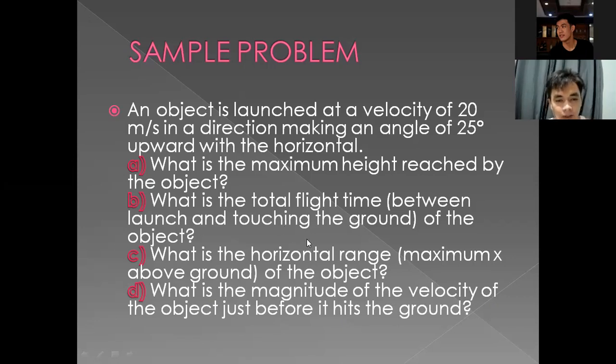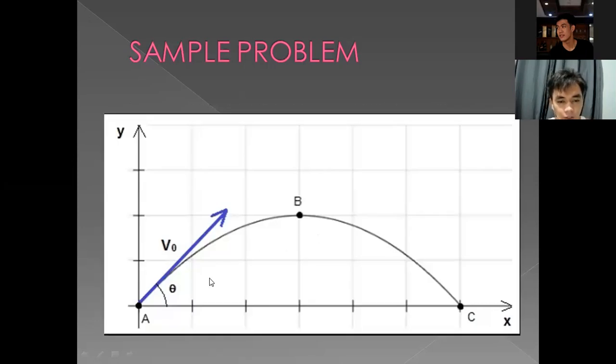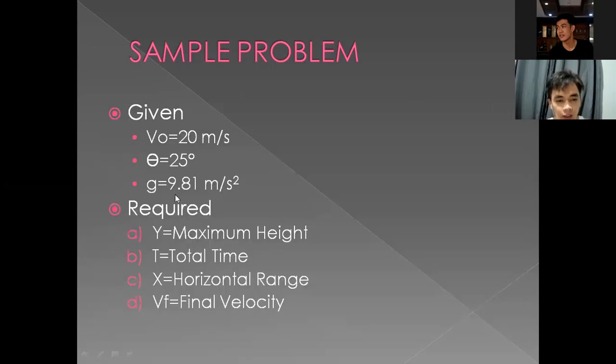So, proceed tayo sa given. Ito yung illustration ng problem. This is the initial velocity which is 20 meters per second. Ito yung angle na given which is 25 degrees. So, yung given natin is initial velocity 20 meters per second, theta which is 25 degrees, and g which is 9.81 meters per second squared.